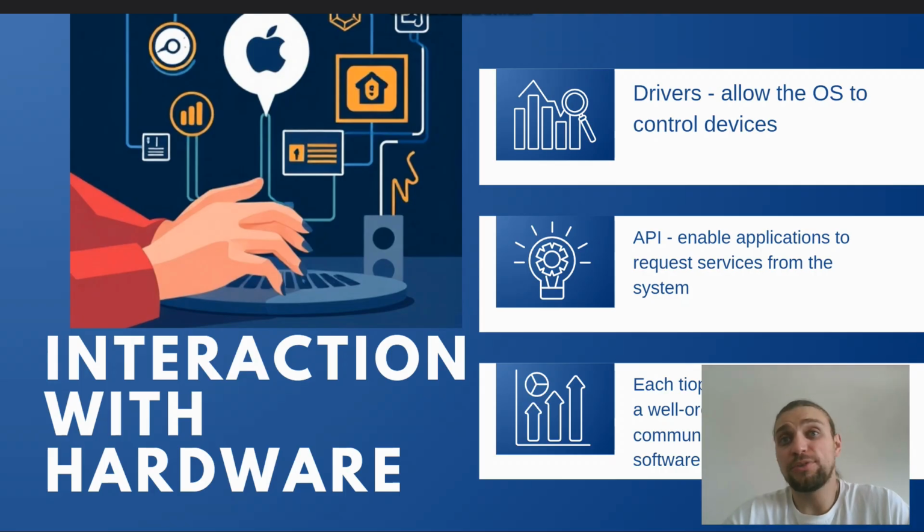Now let's discuss how software communicates with hardware. This interaction is facilitated through drivers, allowing the operating system to control devices like printers, and through APIs that enable applications to request services from the system. The boot process is crucial, where the operating system initializes hardware and loads system configurations. Each time you print a document or enjoy audio playback, that's the result of a well-orchestrated communication between software and hardware.